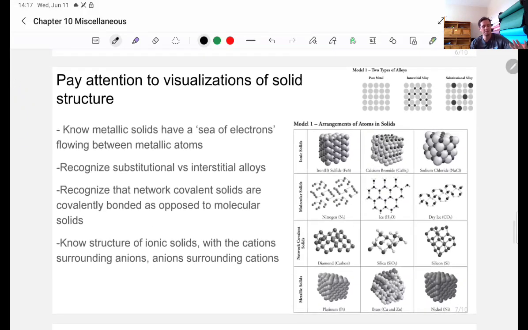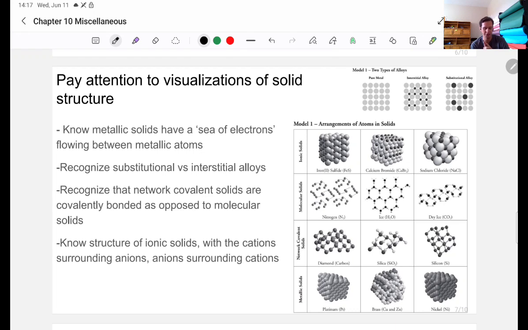Okay, and then there are a lot of questions that basically test your visualization of solid structures. So just keep in mind, metallic solids are a sea of electrons. Know the difference in what they look like between substitutional and interstitial alloys. Recognize that network covalent solids are covalently bonded, as opposed to molecular solids, which are not. It's intermolecular forces keeping them together. These are all things we've said, but being able to recognize visually what it should look like is really important because AP Chem likes to assess that.